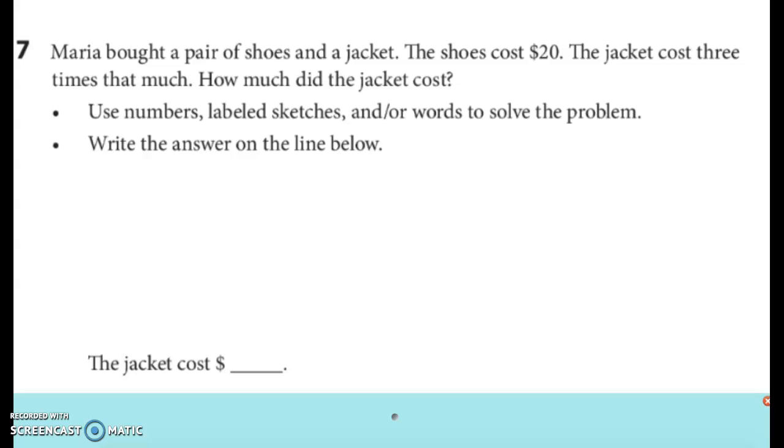Number 7. Maria bought a pair of shoes and a jacket. The shoes cost $20. The jacket cost 3 times that much. How much did the jacket cost? For this problem, you will use numbers, labeled sketches, and/or words to solve the problem. Then write the answer on the line below. Please pause the video and use numbers, labeled sketches, or words to solve the problem. Then write your answer on the line below.